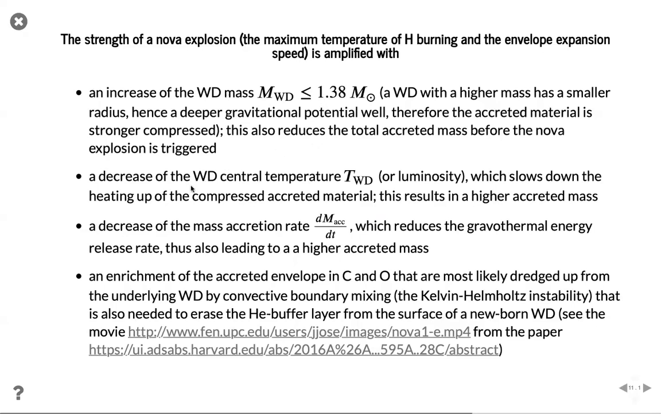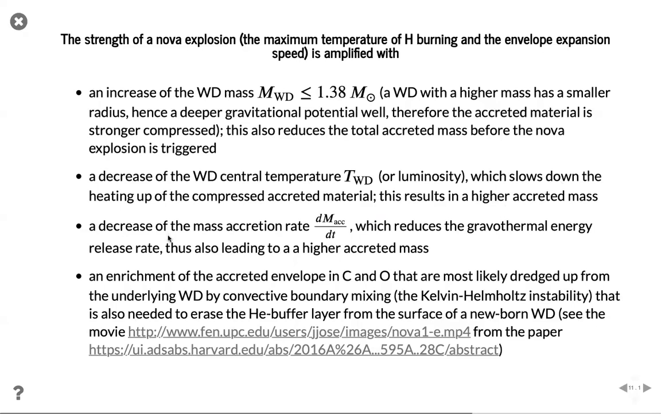The second thing that can increase the strength of a nova explosion is a decrease of the white dwarf central temperature or luminosity. This slows down the heating up of the compressed accreted material, and as a result, this results in a high accreted mass. Therefore, the explosion will be stronger because the total accreted mass is higher if the white dwarf has a smaller central temperature. It's a colder white dwarf. So colder white dwarfs will experience stronger nova explosions.